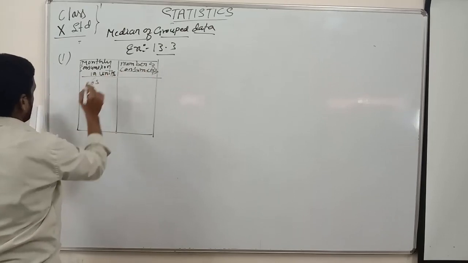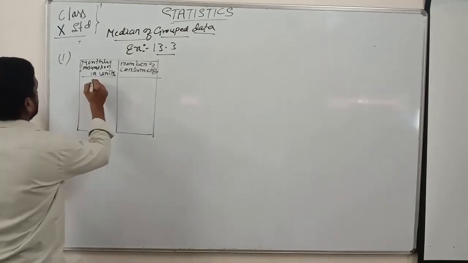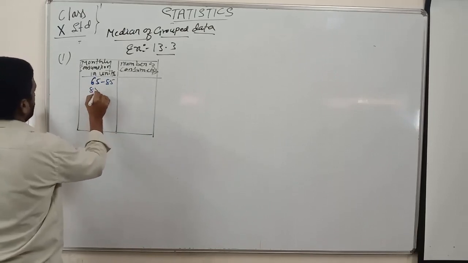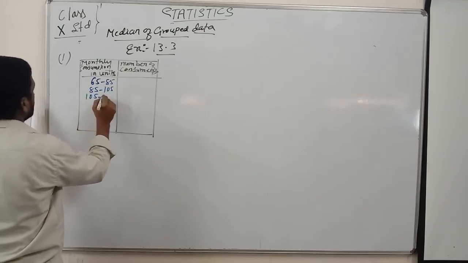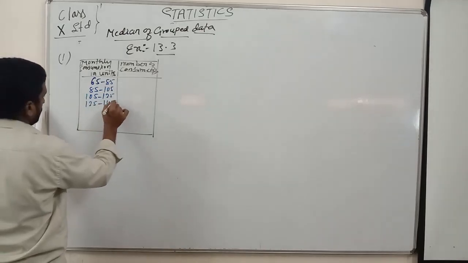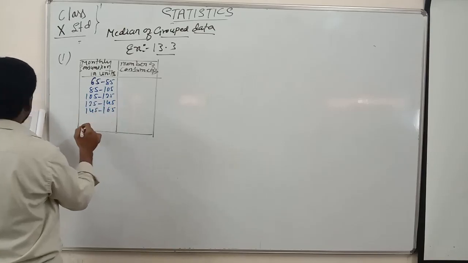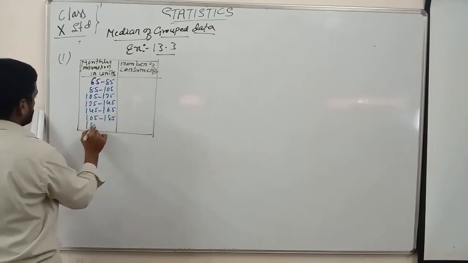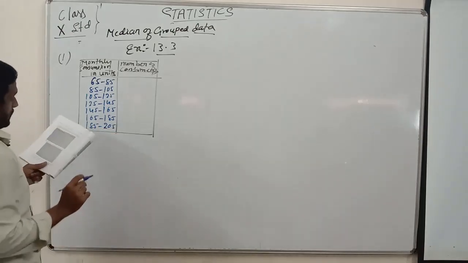The classes are 65 to 85, 85 to 105, 105 to 125, 125 to 145, 145 to 165, 165 to 185, 185 to 205. So number of consumers, what are they here?